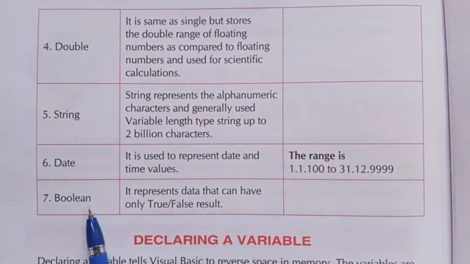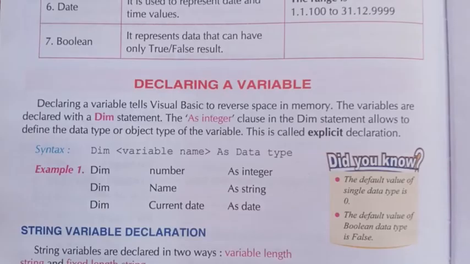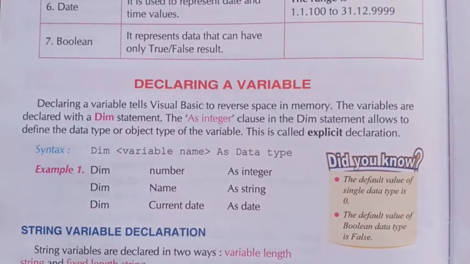And the last data type is the Boolean data type. Boolean data type will be used wherever you have to store the answer as yes or no. Or, if you have to store the answer as true or false, you will be using the Boolean data type.